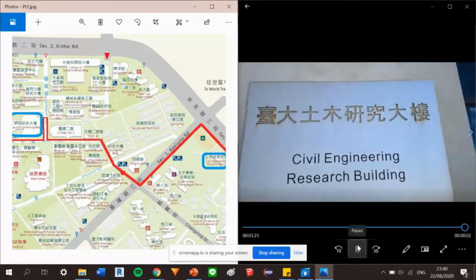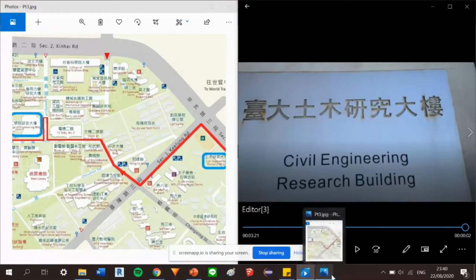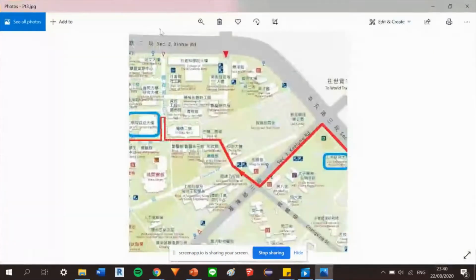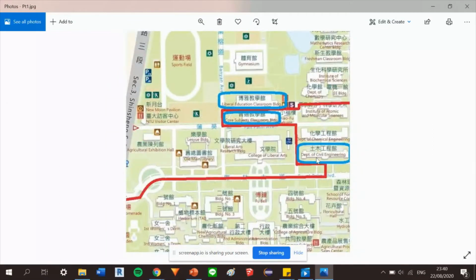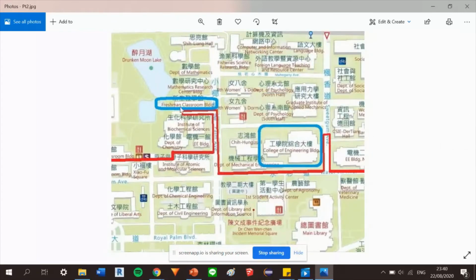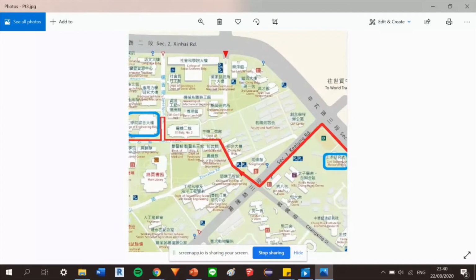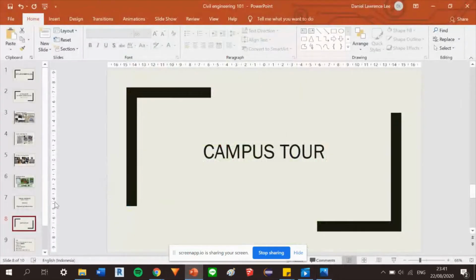Yep, we're here. And so that is it for the campus tour. These are the important buildings that you're gonna go to often. So first one is the department building right here. The second one is core subject or 普通. Third one is the liberal education or 博雅. And then you're gonna have the freshman classroom building or 新生. And then here's the College of Engineering building. And the last one, the furthest one, is the Civil Engineering Research building. So that is it for the campus tour.